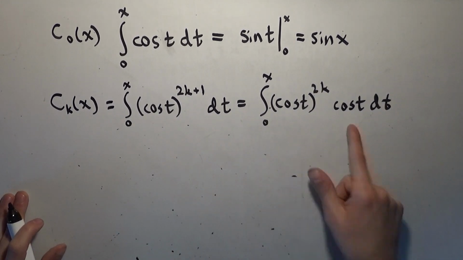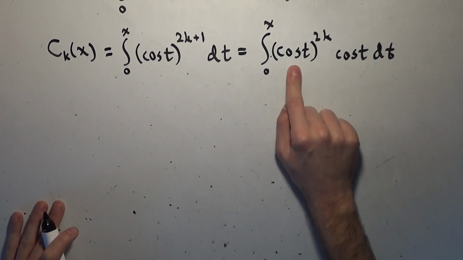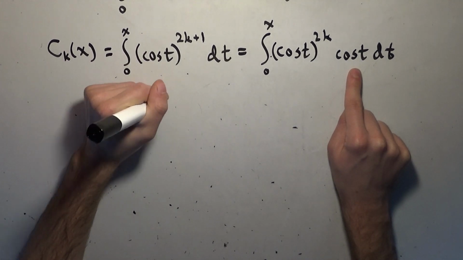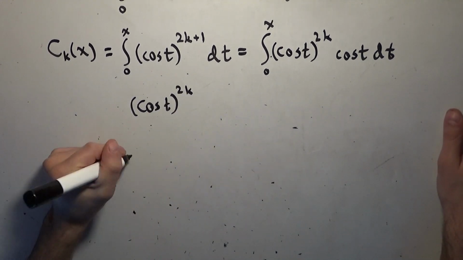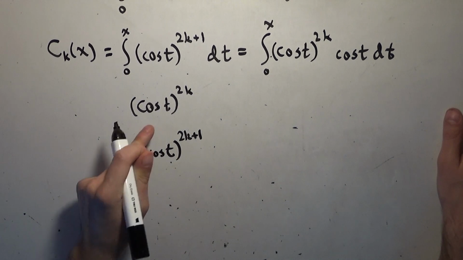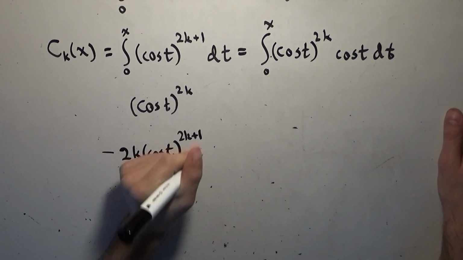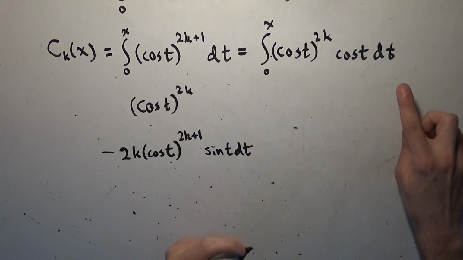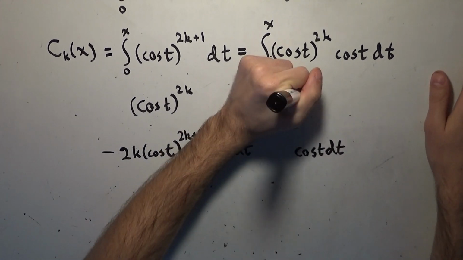I simply took one of the cosines and separated it out, and now we can use integration by parts, right? So we'll differentiate that, and we'll integrate that. So we have cosine of t to the power of 2k. Differentiating brings the power down and lowers the power by 1. And then we have to multiply by the derivative of the inner function, which is negative sine of t, so I'll bring the negative out the front and put the sine of t right there. And then, of course, we have a dt. And now we have to integrate cosine of t dt, and that gives us sine of t, of course.